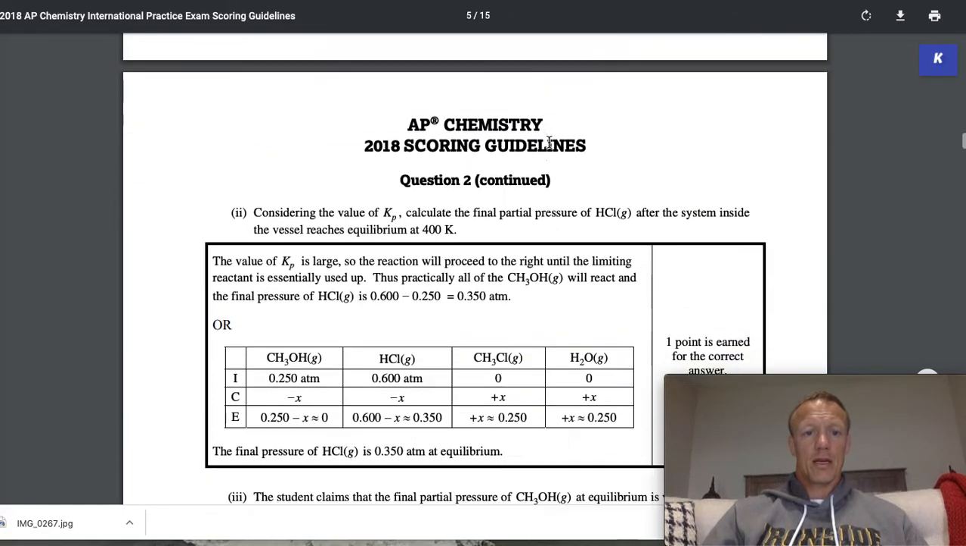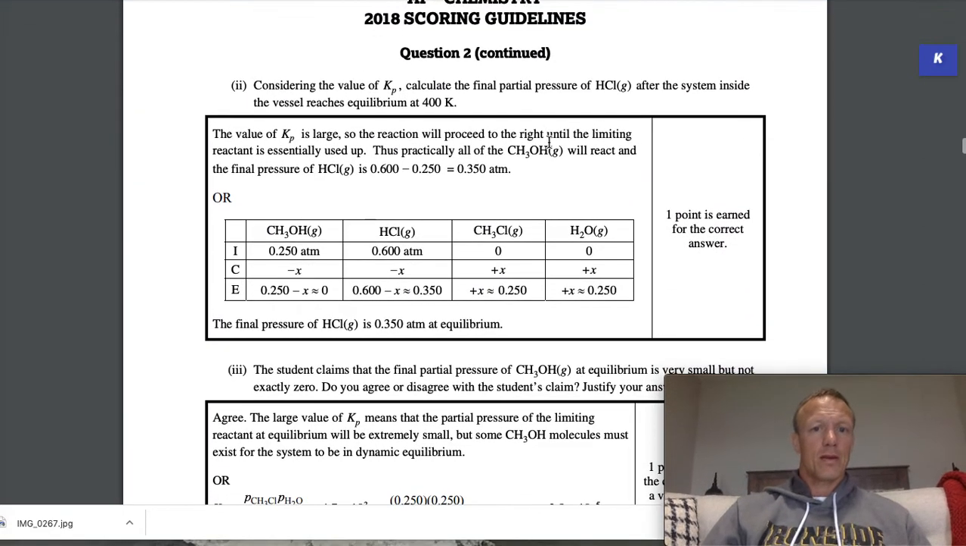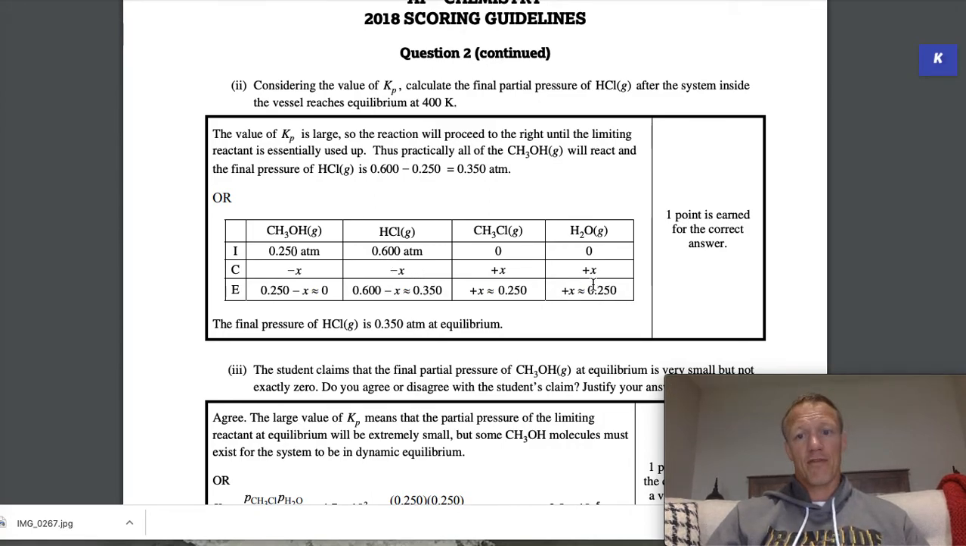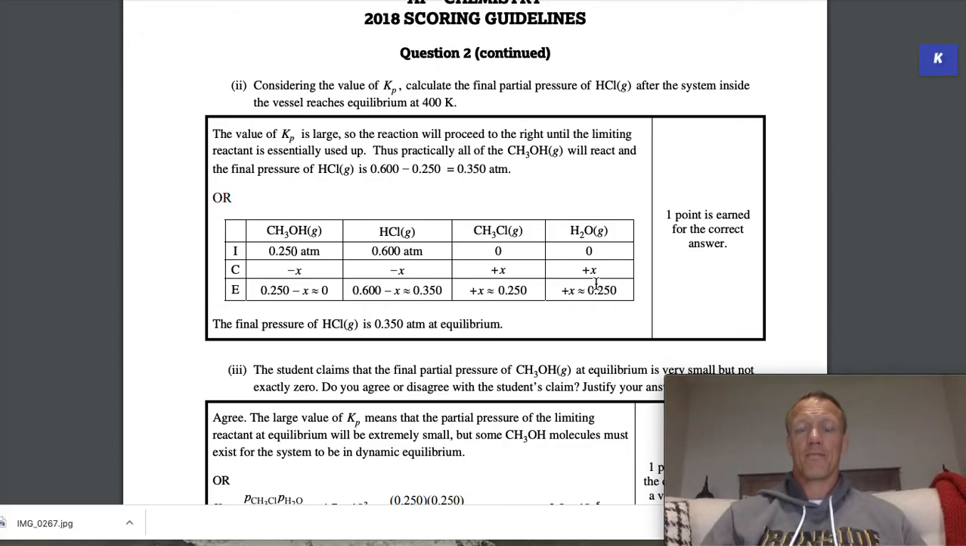So we look here at what they did. They did a little ICE table. Initially, here are your pressures. There was none of those. They say the value of K is large, so the reaction will proceed to the right until the limiting reactant is essentially used up. Well, there's your limiting reactant. It's all 0.25 atmospheres of that, so it's going to be essentially 0 at the end. 0.6 minus 0.25 is going to be what's there at the end. You can kind of figure out what these are at that point in time.